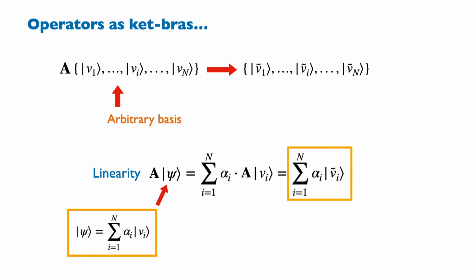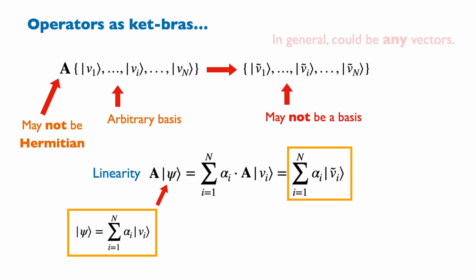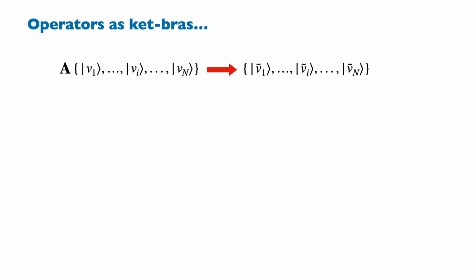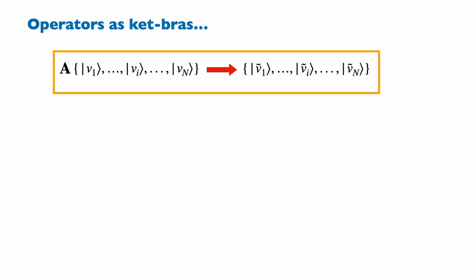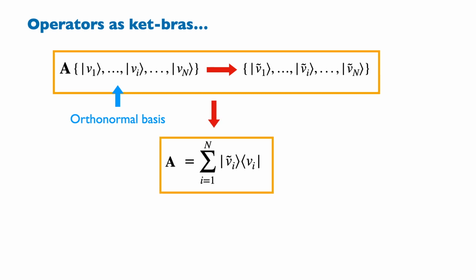A here is not assumed to be Hermitian. The output vectors, v tildes, may not be a basis and could in general be any set of vectors, which need not even be unique. Without loss of generality, we can define A by its action on some orthonormal basis. From this definition, we could immediately construct a Ket-bra representation of A.